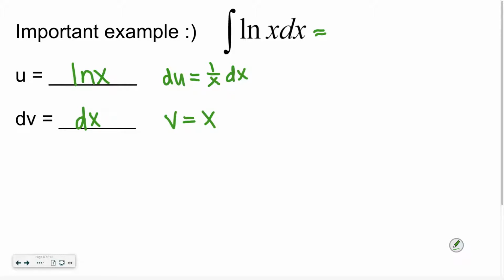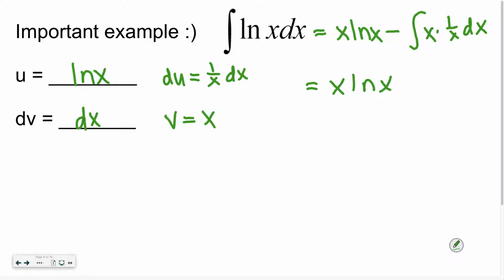So the answer is u times v minus the integral of v du. I like this lesson. That's a good one. That worked out really nicely. What is this? It's the integral of dx. 1 dx. So we have x natural log of x, minus x.